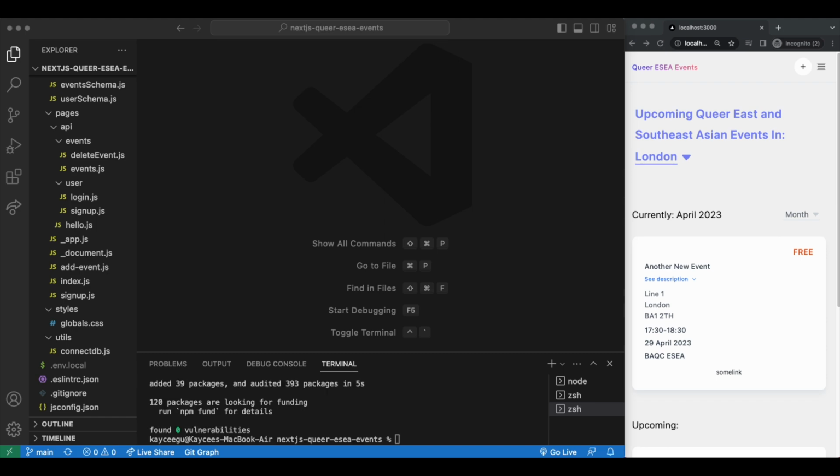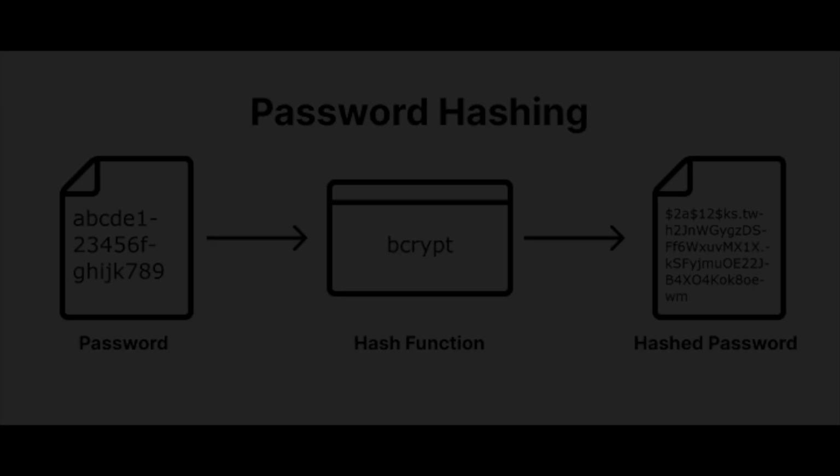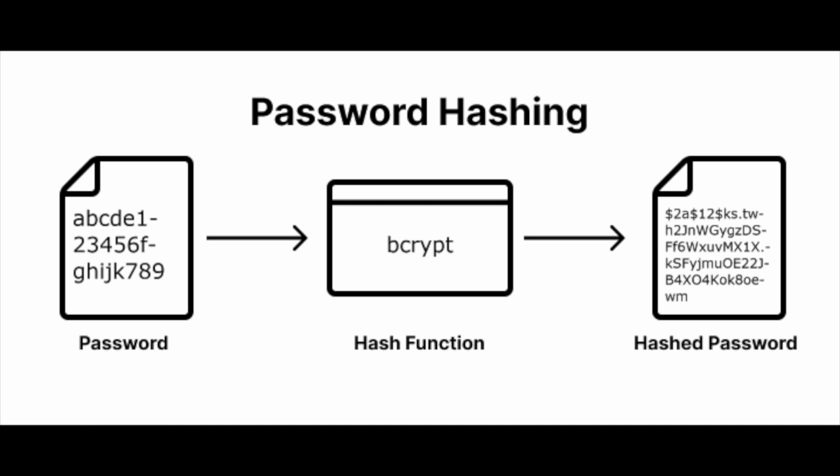If you don't know what hashing and salting is, hashing takes data of arbitrary size and converts it into a fixed size value. So it takes the plain text password that the user types in and converts it into ciphertext. This already sounds a bit more secure for the user, right?